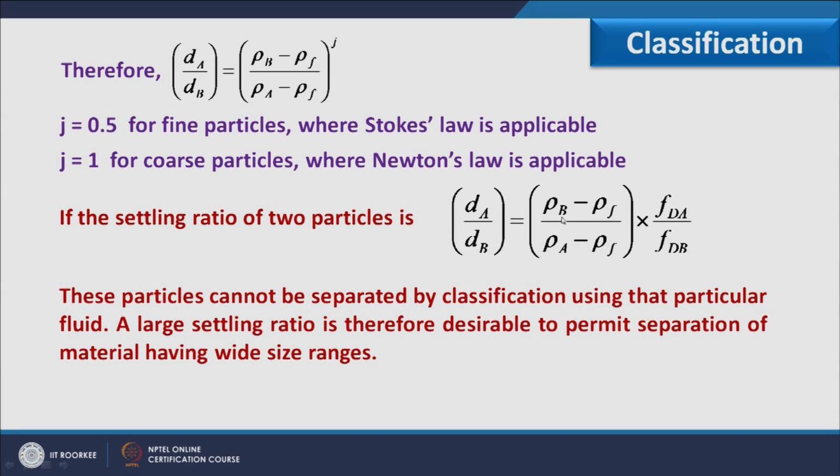So, if we have to change the settling ratio, what do we have to do? Because we do not have to maintain this settling ratio, otherwise separation will not be possible. So, if you consider this ratio, here we have rho B minus rho F divided by rho A minus rho F, and this Fda and Fdb we can also write in terms of diameter. So, how will the separation be possible? I cannot change the diameters of the particles, I cannot change the densities of the material, I can only change the density of the fluid. So, by changing the density of the fluid, we can make the separation possible.